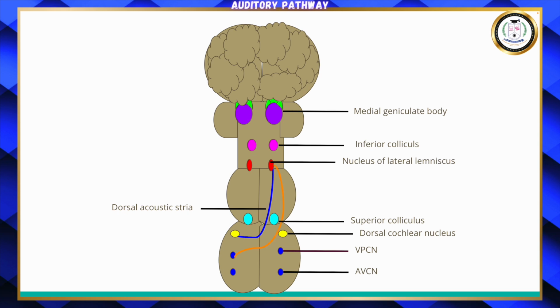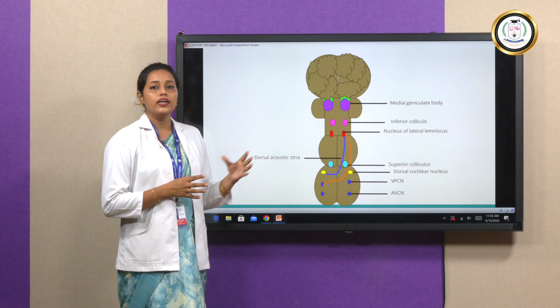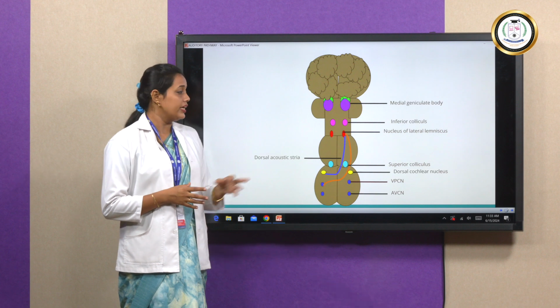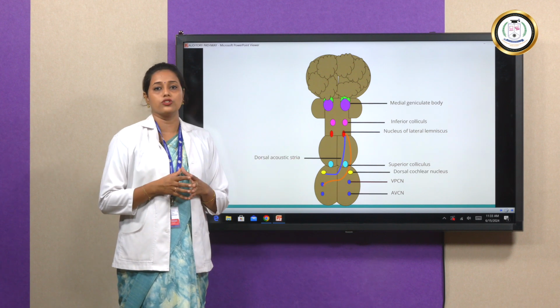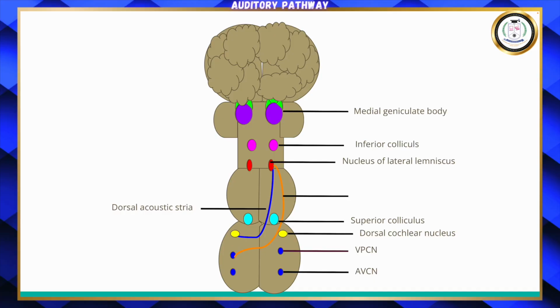Next, from the ventro-posterior cochlear nucleus, it also will be going contralaterally in order to reach the nucleus of lateral lemniscus. This fiber is called as intermediate acoustic striae. Next, the fibers from the anteroventral cochlear nucleus will go ipsilaterally and also contralaterally. These fibers are called as ventral acoustic striae.